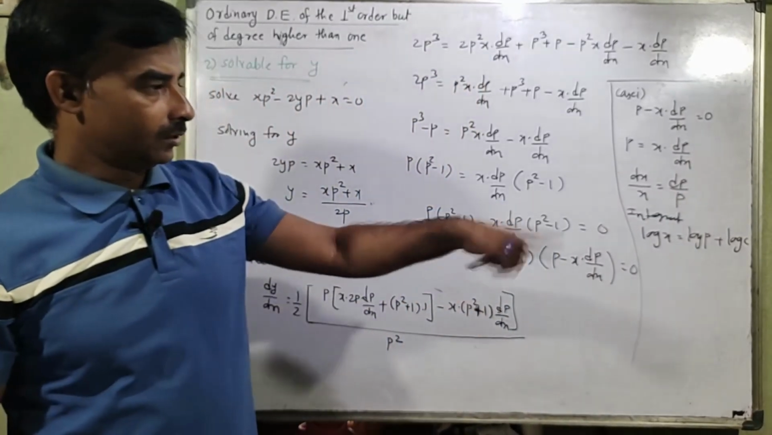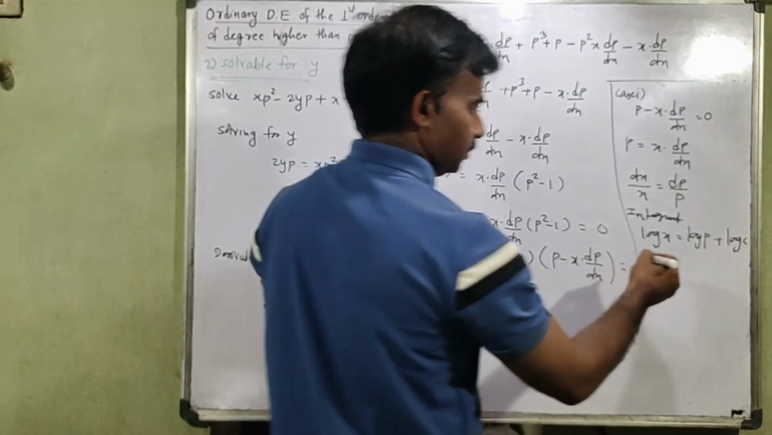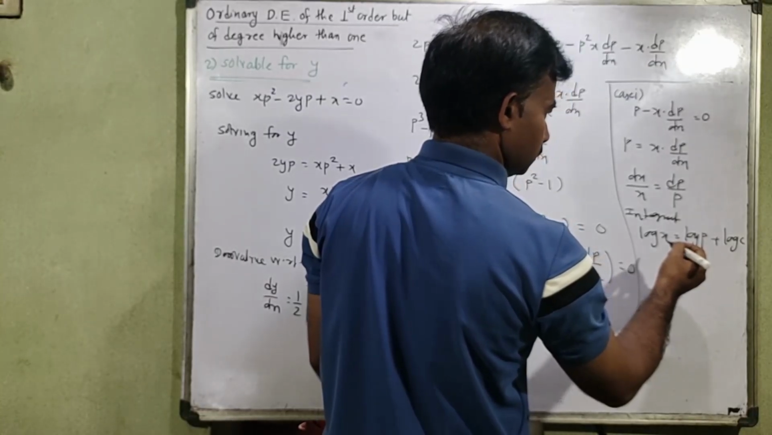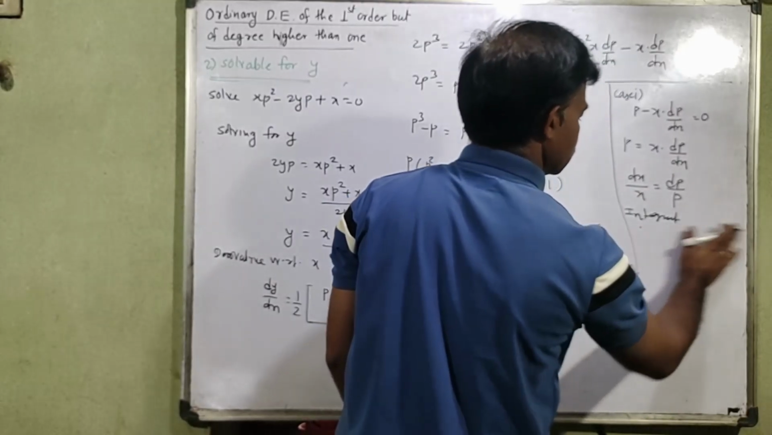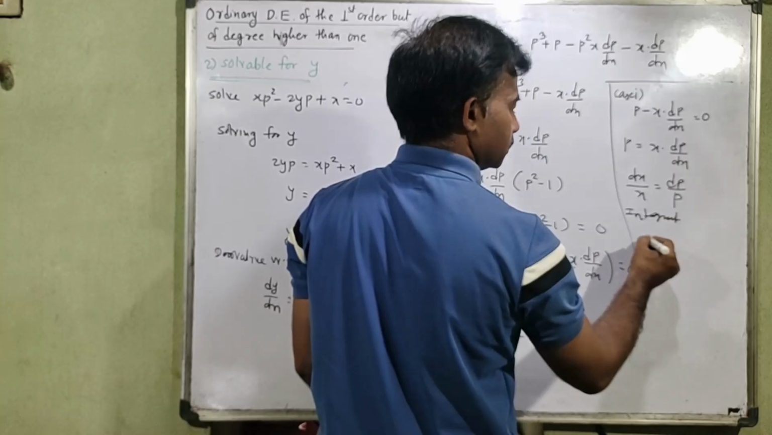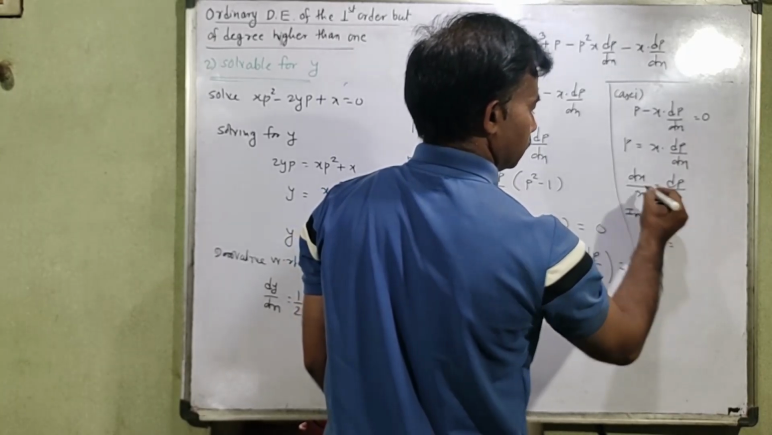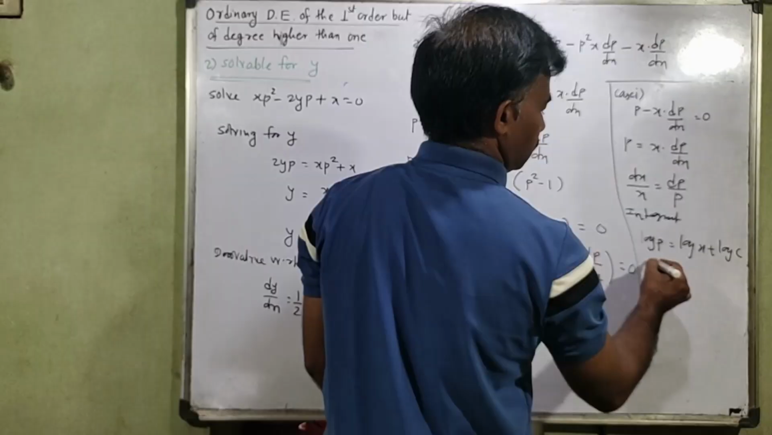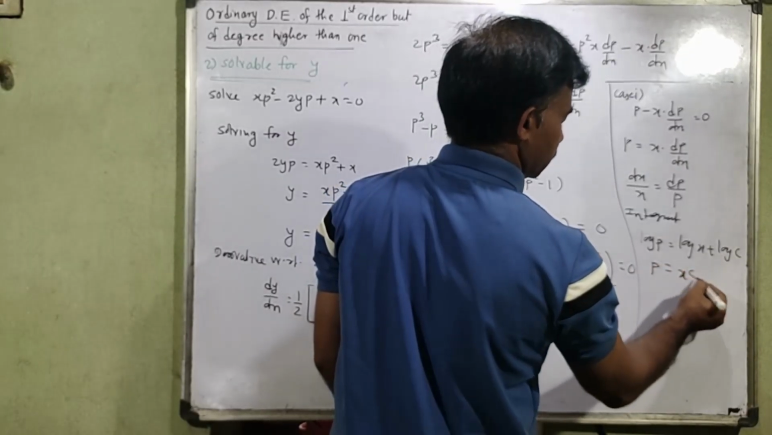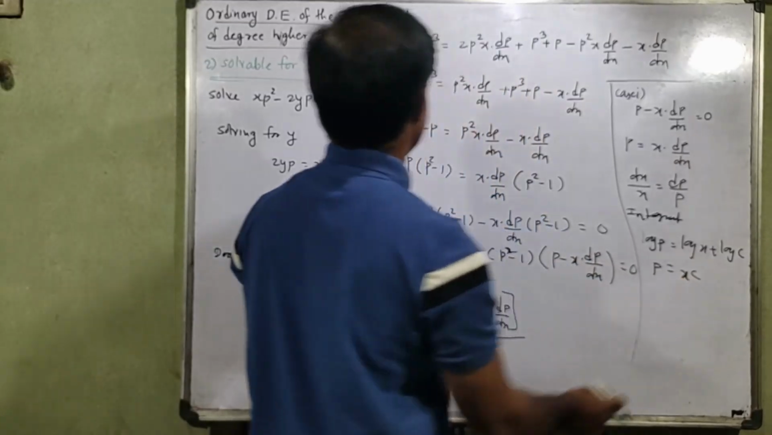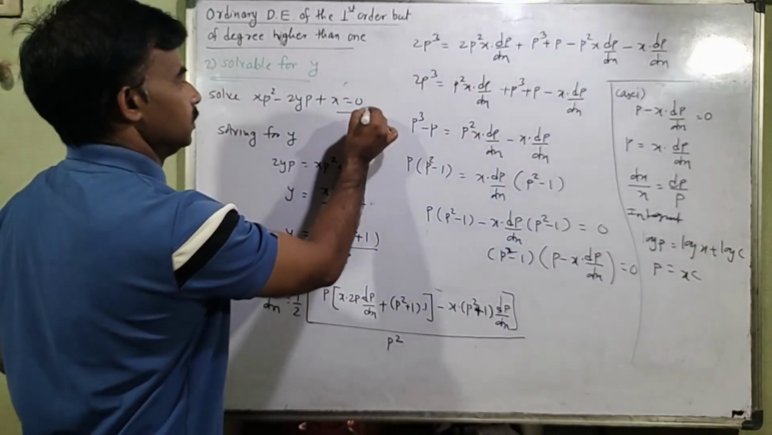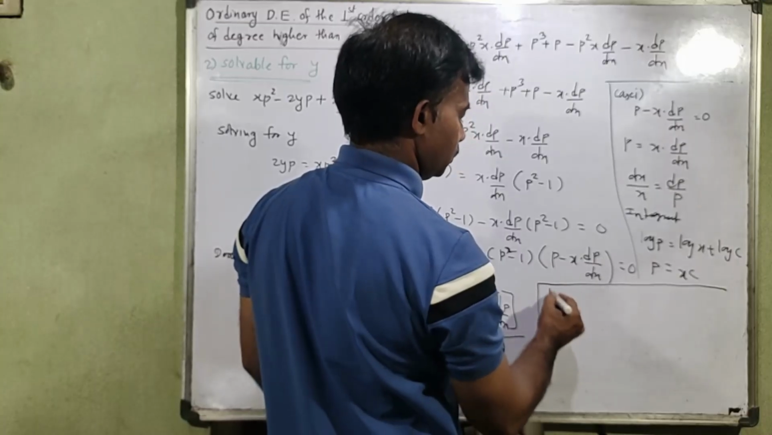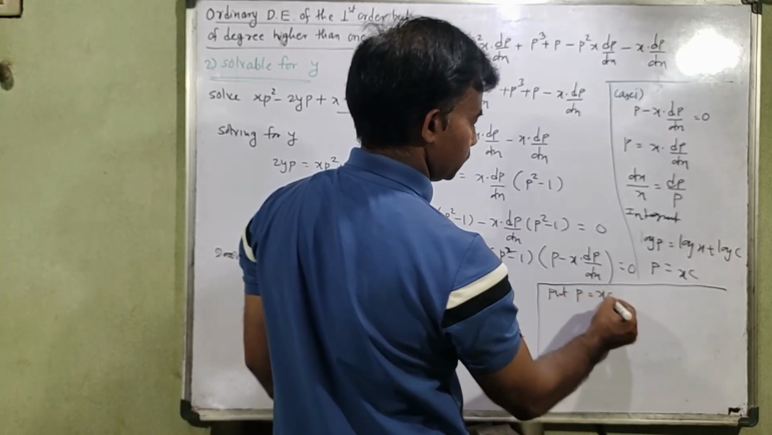I'm taking it reversely. First of all, take the integration: this is log p, and then log x plus log c, and therefore p is equal to xc. Putting this value p is equal to xc in equation 1, you will get the result of that, and this result is here. Put p is equal to xc in 1.